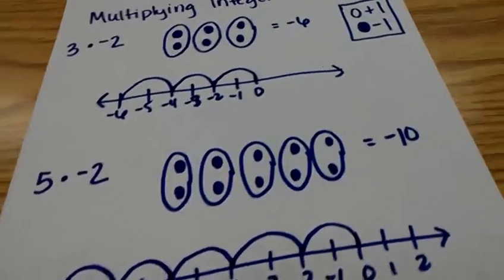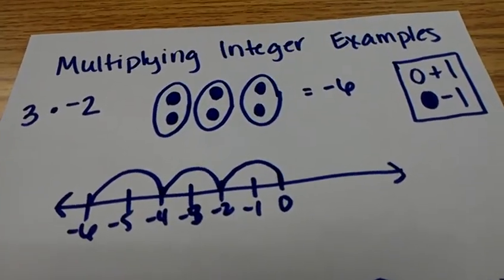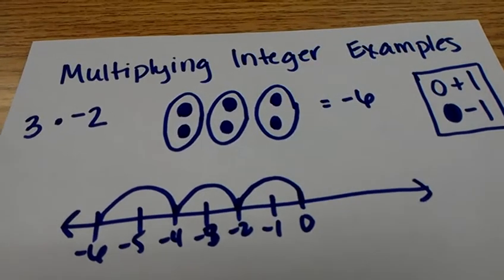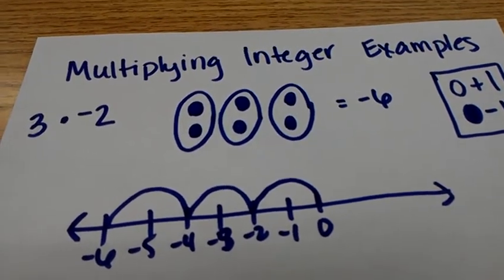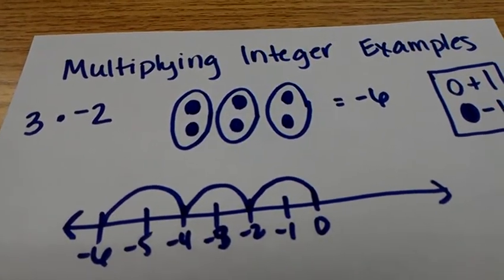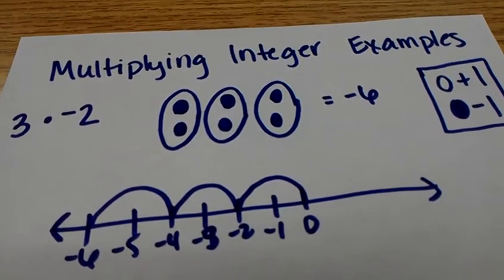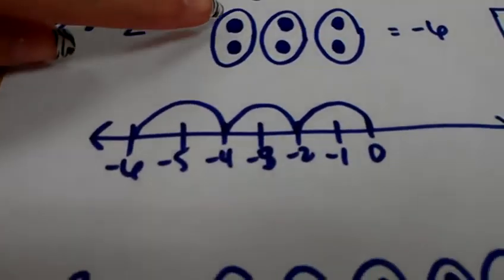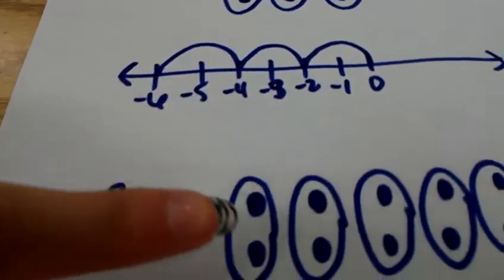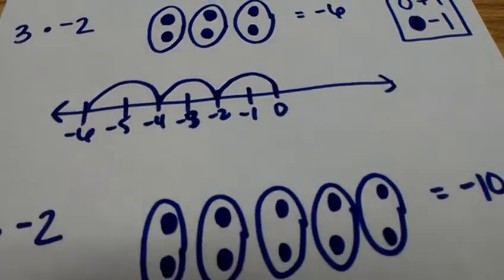Something that I want you to notice about the chip method for multiplying integers is that all of your chips are going to be the same color, because that represents your answer. Your answer can only be positive or negative. It can't be both. So all of your chips are the same color. They're all negative, as you can see.